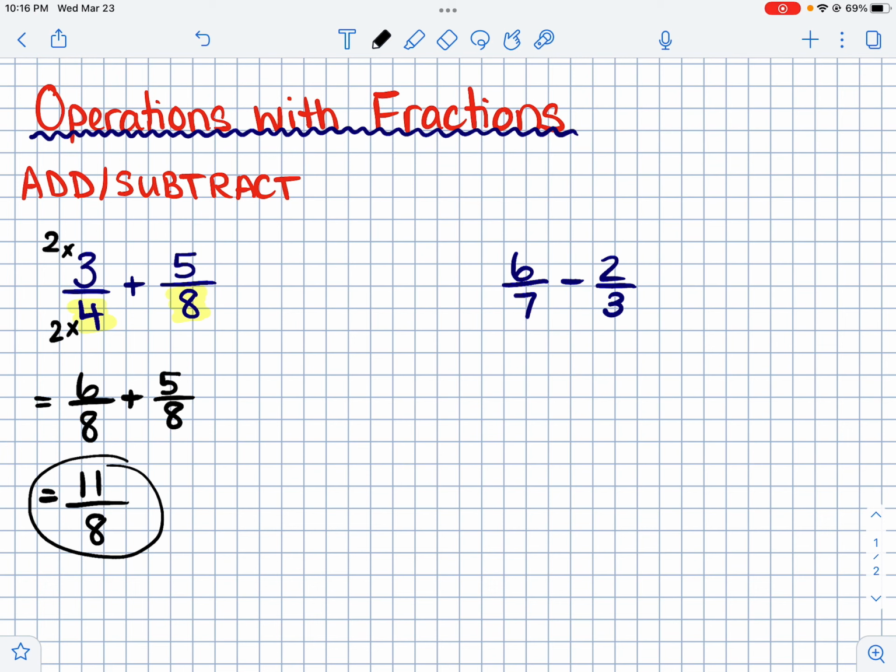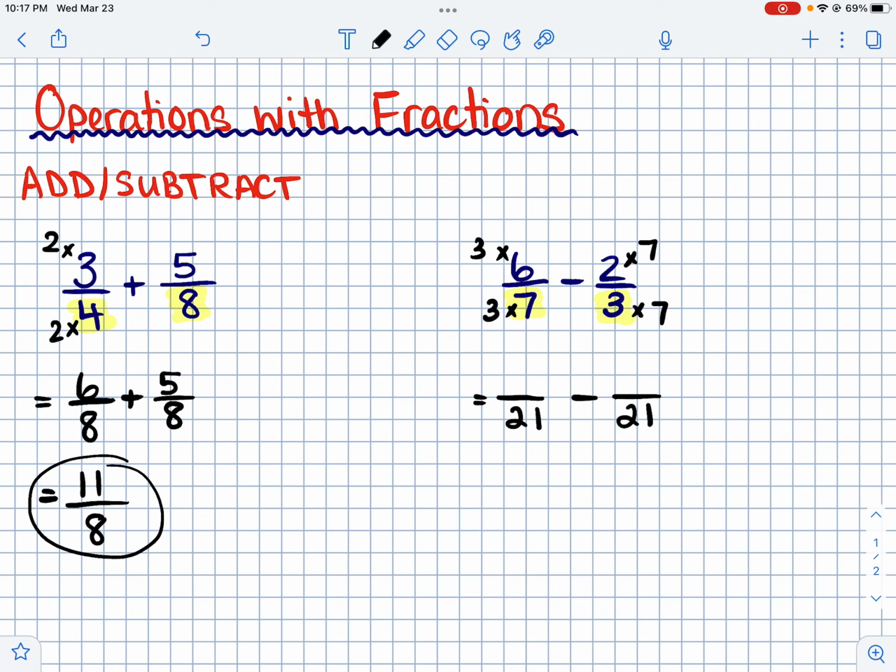Okay, then subtraction. Subtracting fractions is the same as adding them, but you're subtracting. So we still need to get these denominators to be the same. I don't see an easy way to do that with a 7 and a 3. So I think the only way is to multiply this fraction by 3, top and bottom, and multiply this one by 7. I know that's going to produce the same denominator because 3 times 7 is the same as 3 times 7. So both of my denominators are now 21.